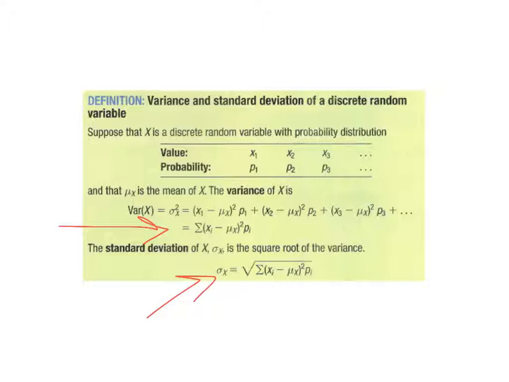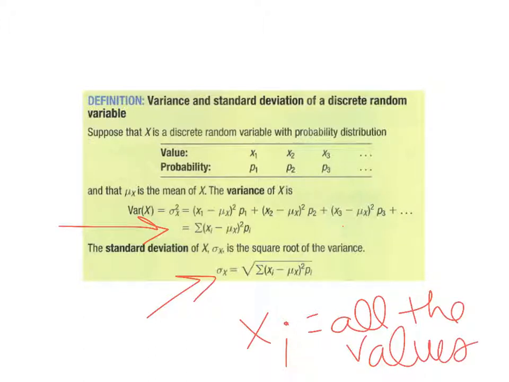So our x1, x2, x3, these are our various values. Remember, when we see this little xi in our formulas, basically that means all the values. So, for instance, in the standard deviation formula, when you are looking at the square root of the sum of xi minus the expected value squared times the probabilities of all of those, that means we're going to do this formula right here for every value that we have. And then we're going to multiply by our probabilities each time.